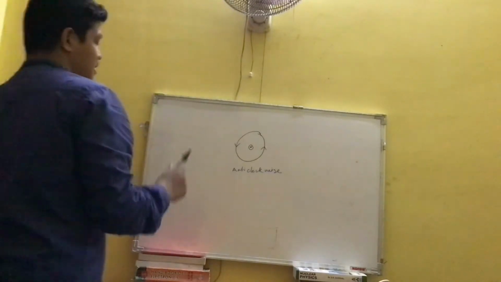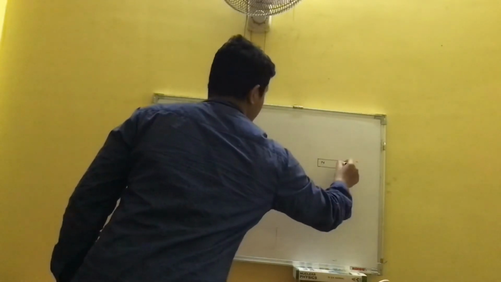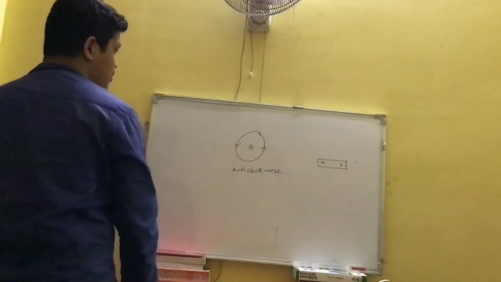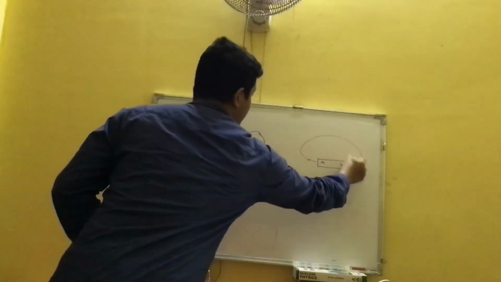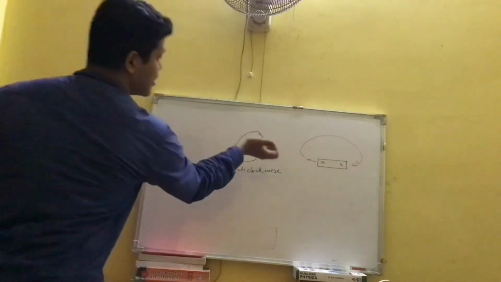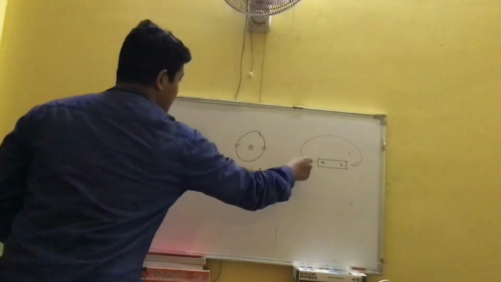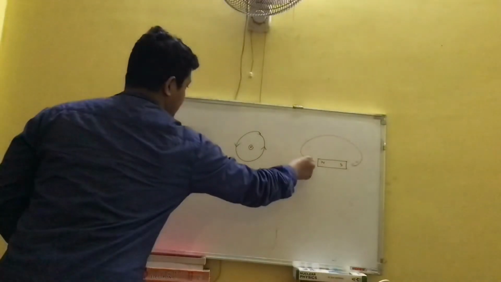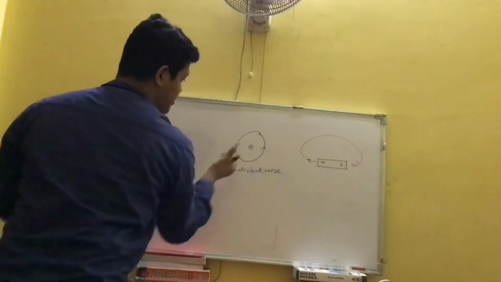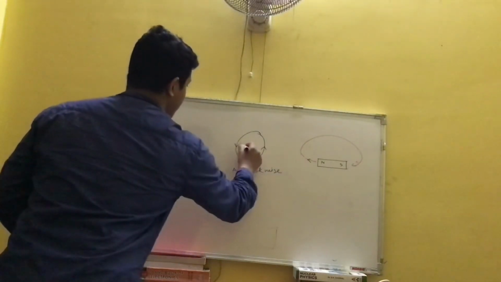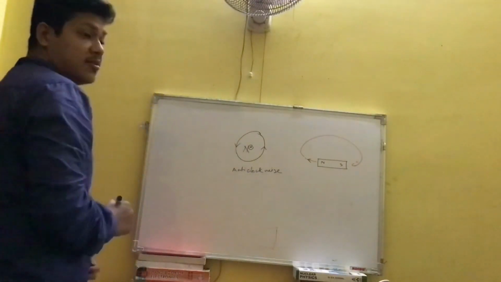We know that if you take a bar magnet, this is the north pole and this is the south pole. Magnetic field lines outside the magnet emerge from the north pole and merge at the south pole. In this case, according to the right hand thumb rule, the magnetic field is coming outward. So this face behaves like a north pole.